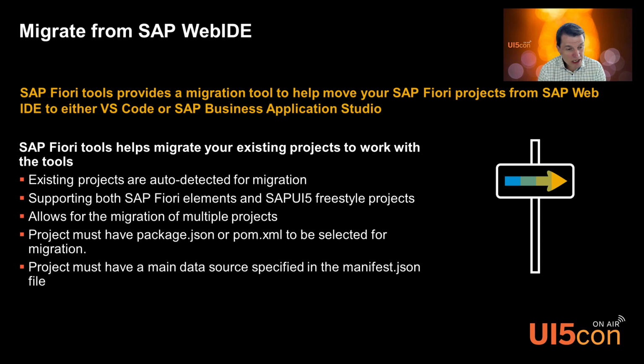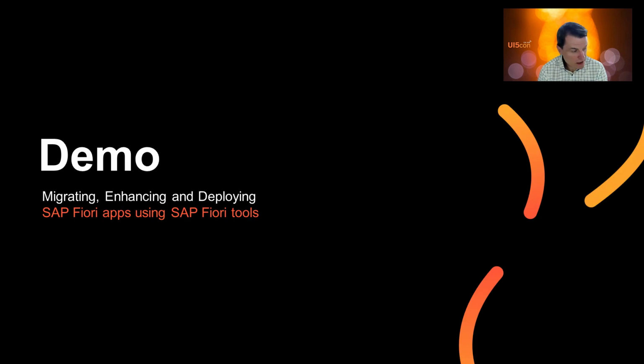We do have some stipulations. We do some checks and balances on the workspace to detect if the project is a Fiori project and if it can support our tooling. So for example, the project must have a package.json or a pom.xml in the case of a Maven project. And also there must be a data source specified in the manifest.json in order for it to be detected for migration. Okay, so that's it. So I think it's best now maybe if I switch over and share my screen and demo those in action.